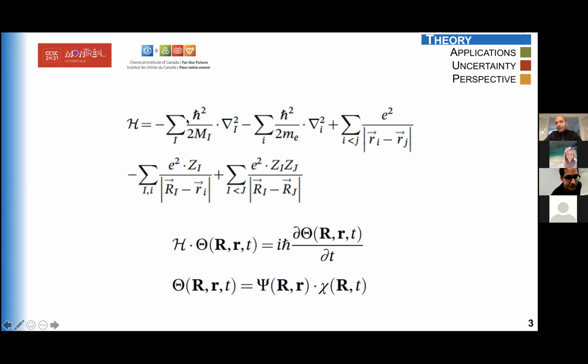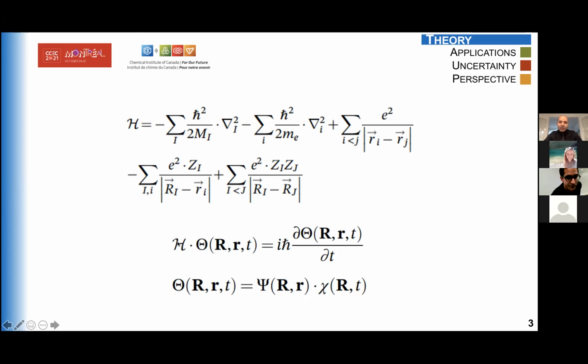So the Hamiltonian, again, includes some parts related to the kinetic energy of the nuclei, the kinetic energy of the electrons, and then the interaction between the electrons and nuclei, and between nuclei. So overall, you see this is an operator. It's not a scalar variable or a scalar property.